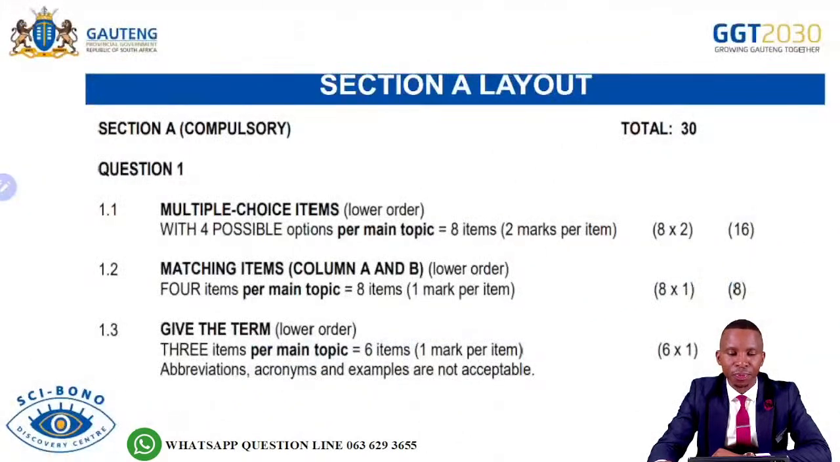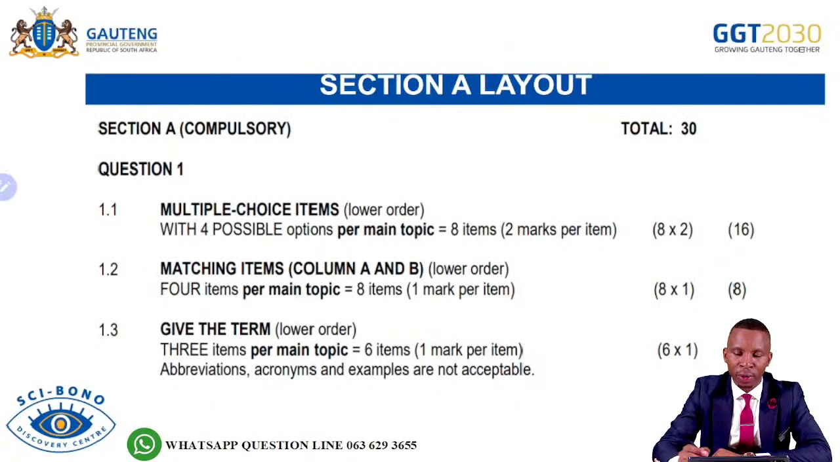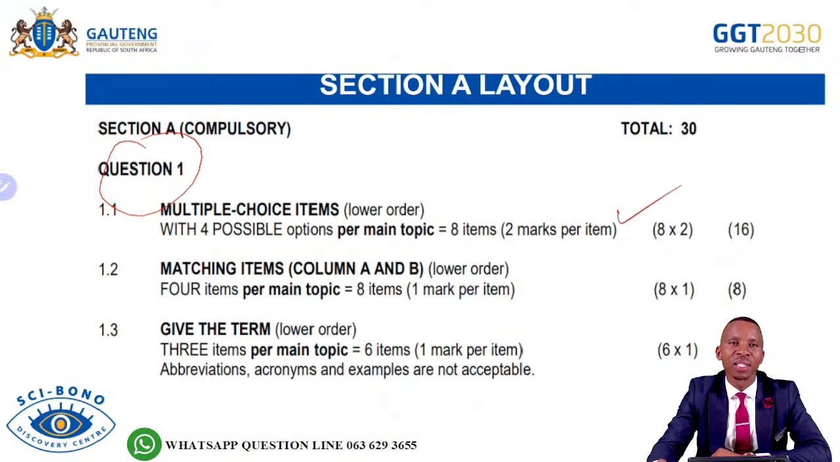We'll continue. This is what I was saying. Section A, question 1, multiple choice. I think our strategies have worked for you. With the multiple choice in paper 1 being the way it was, surely you managed to get 30 over 30 in there. We need to be proud of that. Then matching items, column A and column B, is 8 marks. And then give a term or concept, 6 marks. So it gives you 30.